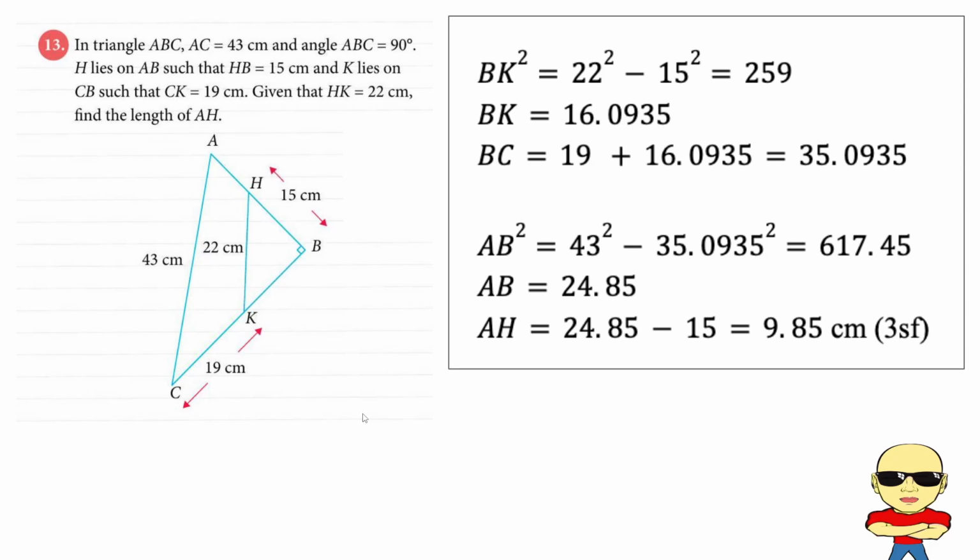9a, in the triangle ABC, AC is 43, angle ABC is 90 degrees, and the length 15 cm is given, along with 22 and 19 centimeters. We are told to find AH.